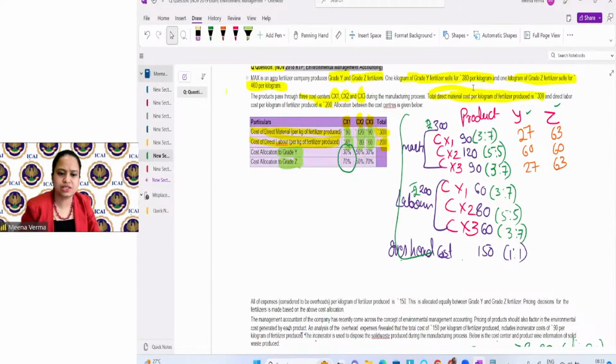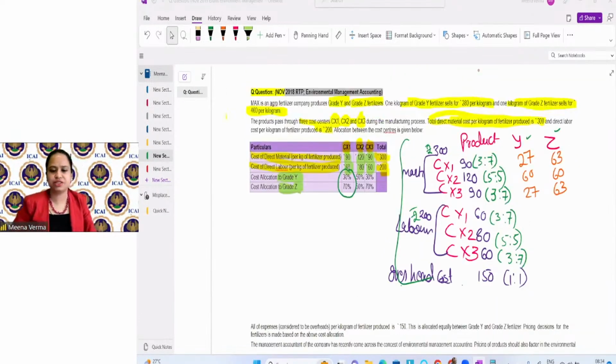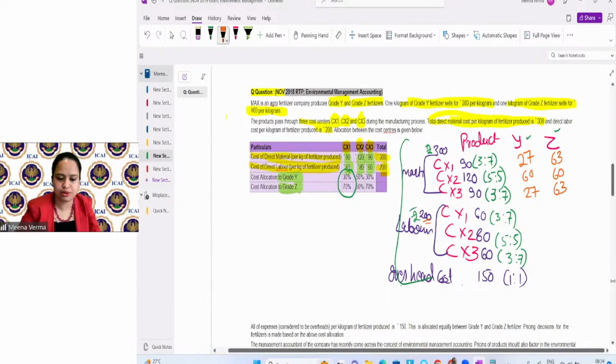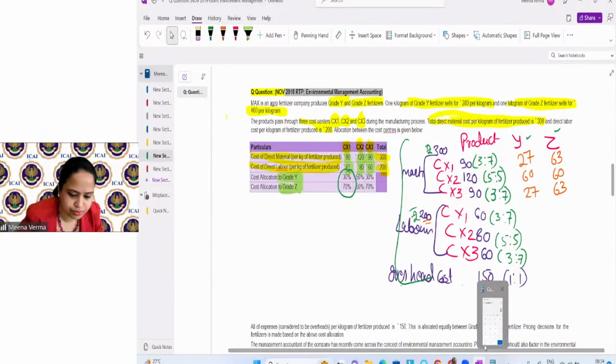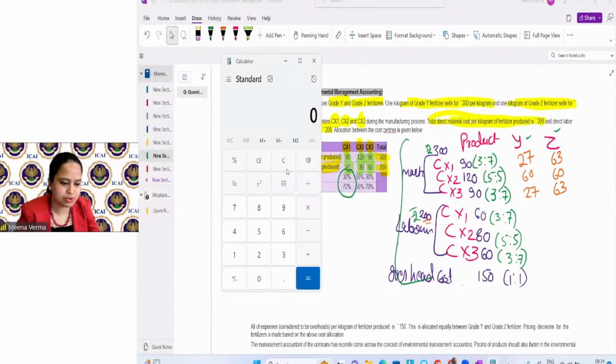You can see in the solution, it is quite complicated, but it is not that much complicated. You can make it in this way also, and it is not at all complicated, right? It is very easy to solve it. Okay, now let's allocate the labor cost. What labor cost do we have here? 60.